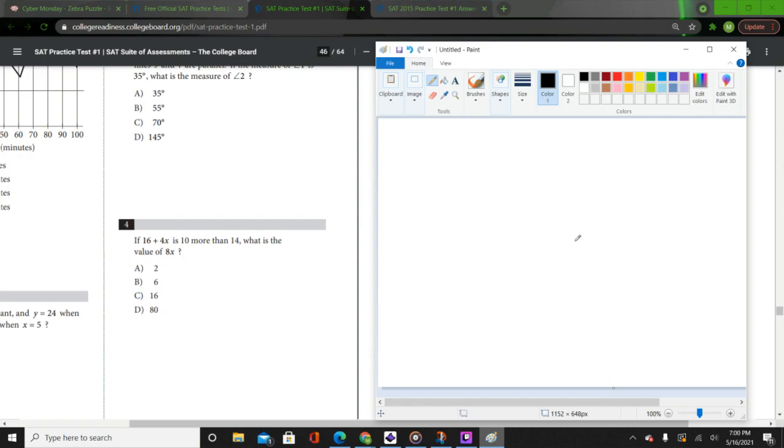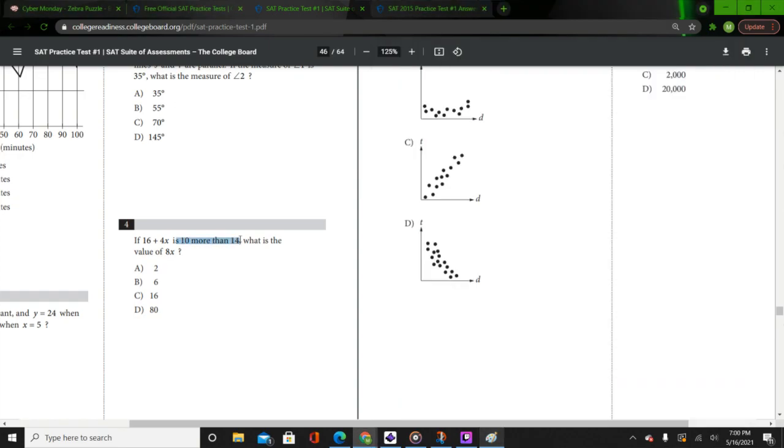Right. If 16 plus 4x is 10 more than 14, what is the value? Why do they do this? Why, 10 more than 14? Do they like to waste their time? Do they like to make sure that we accidentally press a second 0 in our calculators?